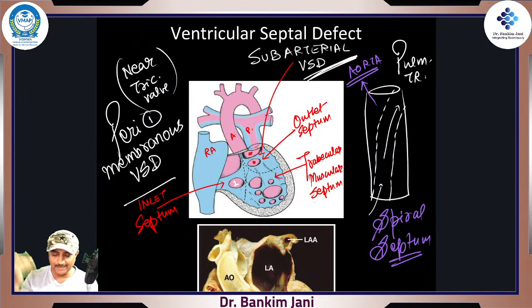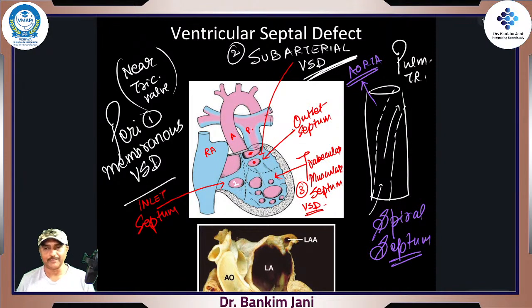If this much is clear, the third one you don't even have to remember. It is called the muscular septum or the muscular VSD, when it is in that portion. So these are the three types. When they say this is perimembranous VSD, or subarterial VSD, or muscular VSD, no big rocket science. It is just inlet, outlet, and the thick musculature part.